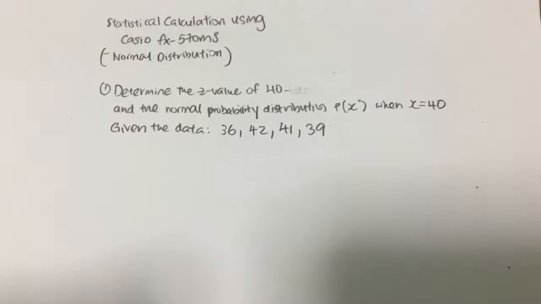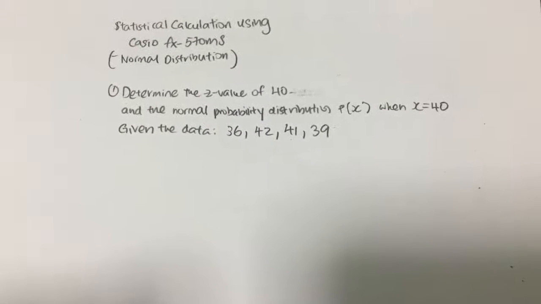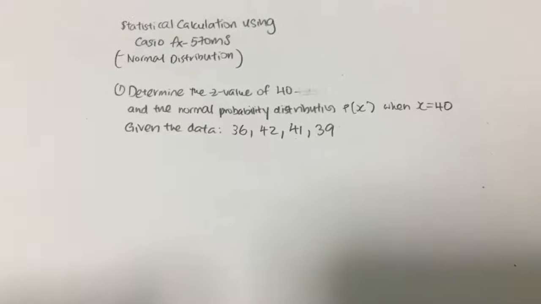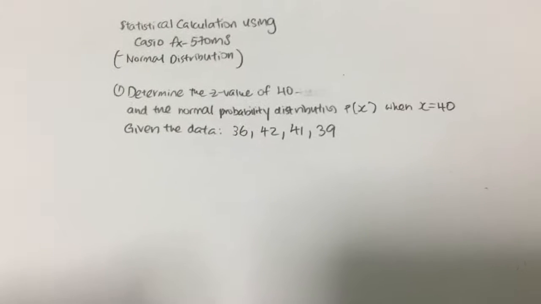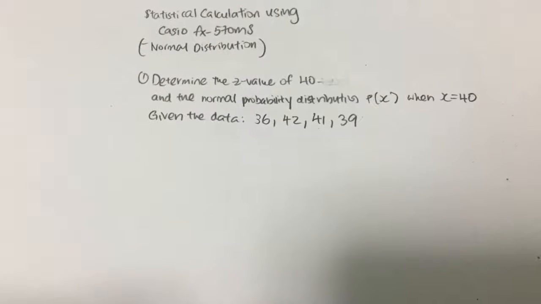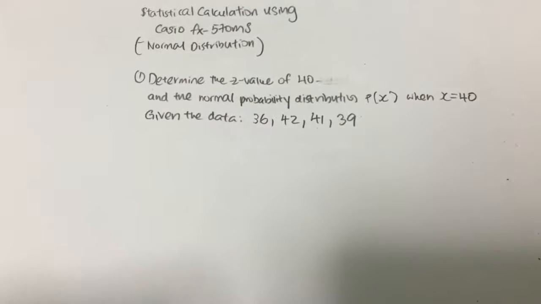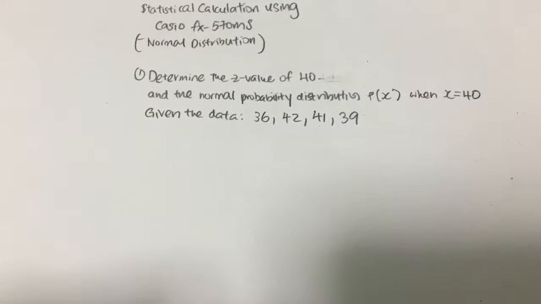I already changed my channel into this channel called Excel Math, which consists of Excel tips as well as math help that includes calculations. And today I'm going to talk about the CASIO fx570ms. You know, doing statistical calculation using this calculator, dealing with normal distribution.